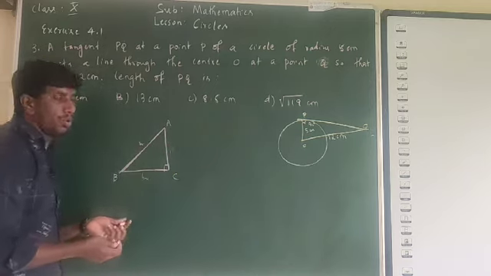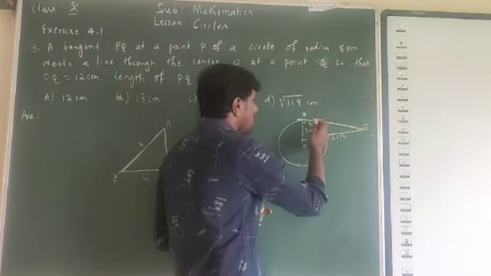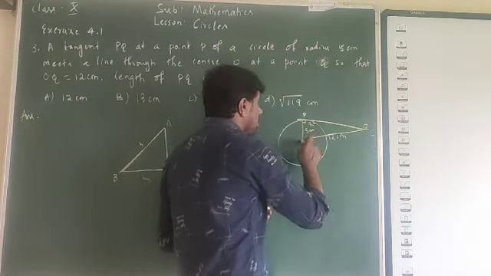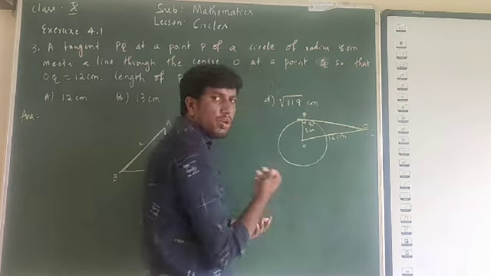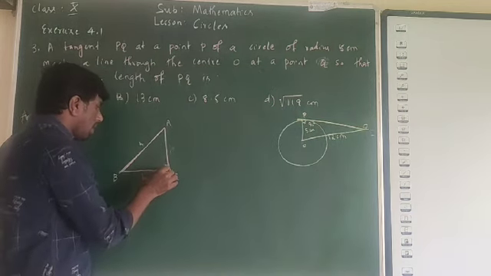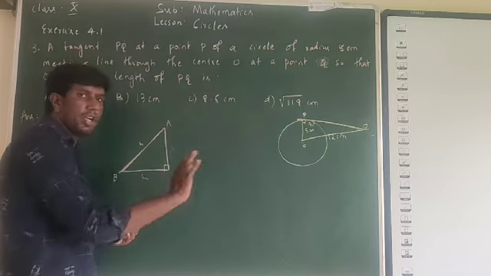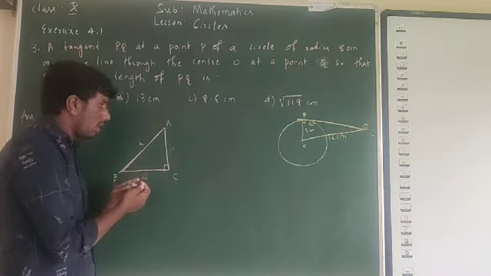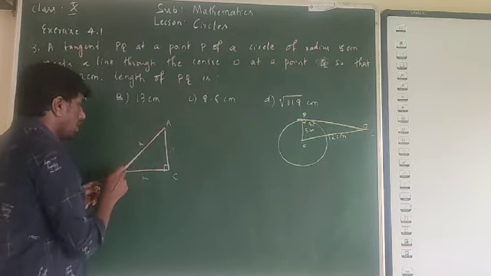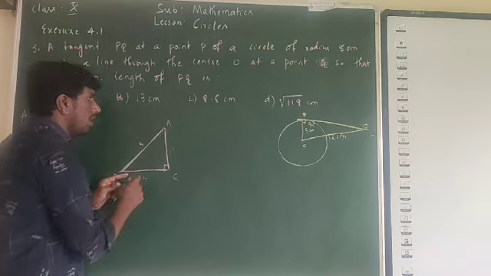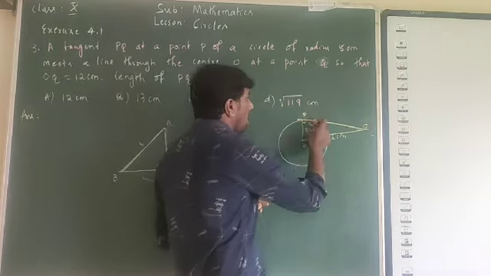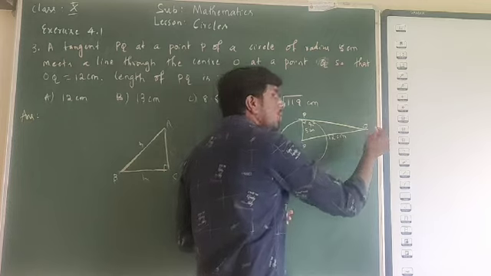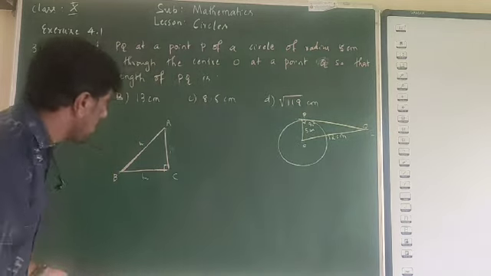Similarly, you may get confused about which side is the hypotenuse in a triangle. To avoid that confusion, whichever side is connected to the 90 degree angle is not the hypotenuse side. Observe that: this is the hypotenuse side, and it is not connected with the 90 degree angle. Similarly here, I can't take PQ as the hypotenuse because PQ is connected with the 90 degree angle. So which is the hypotenuse? OQ is the hypotenuse. Okay, it's very easy.